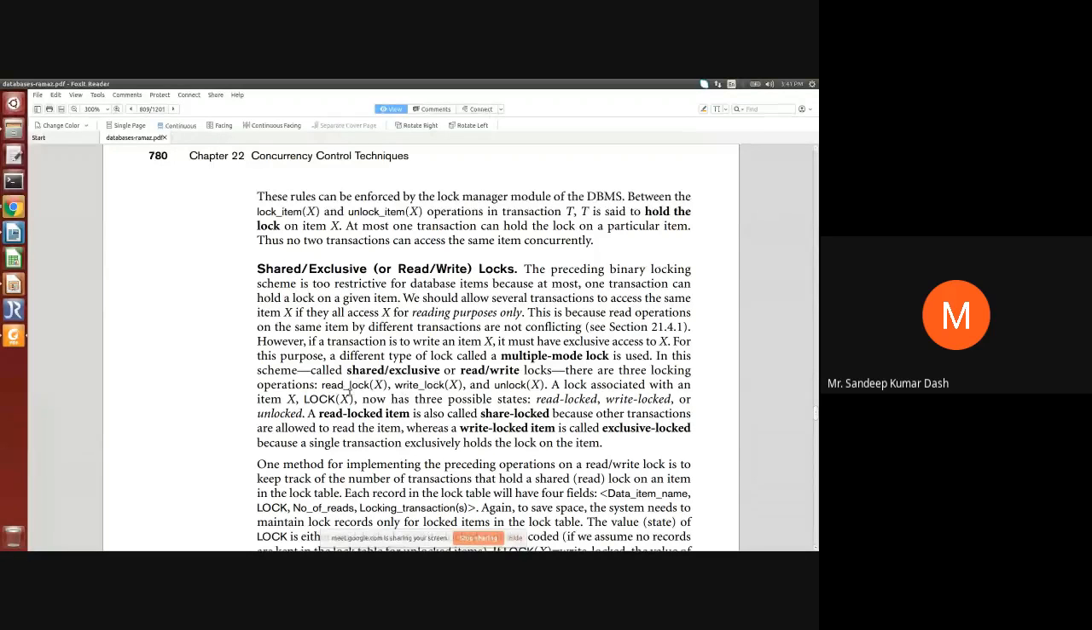When it issues a read lock, it cannot write. When it issues write lock, it can read, because after reading only it will write. Then at the end it unlocks so that others can use. This was your shared lock. Any issue up to now?